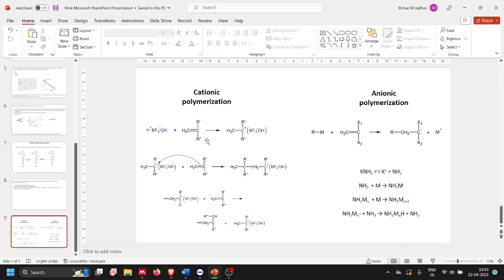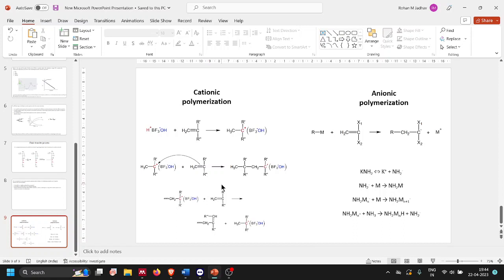In the initiation step, usually protic acids are used. They can donate protons to the monomer and form a cationic initiated monomer, which will then undergo the polymerization process. So usually strong protic acids can be used to form cationic species of the monomer. That was the first type of initiator.